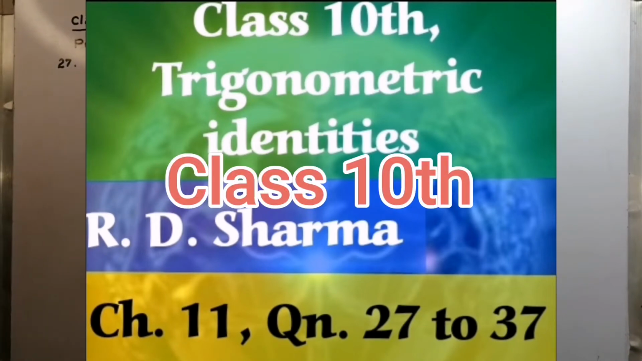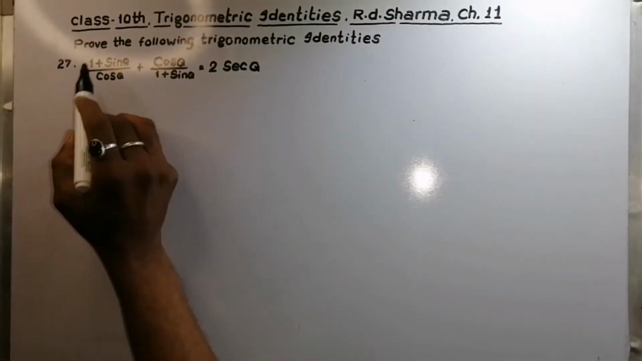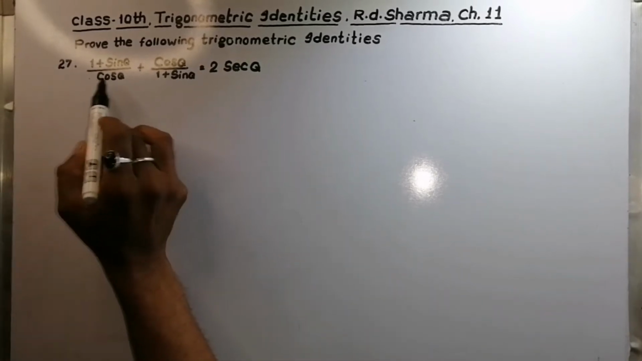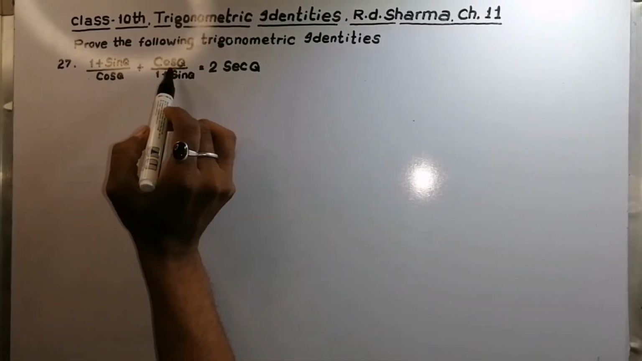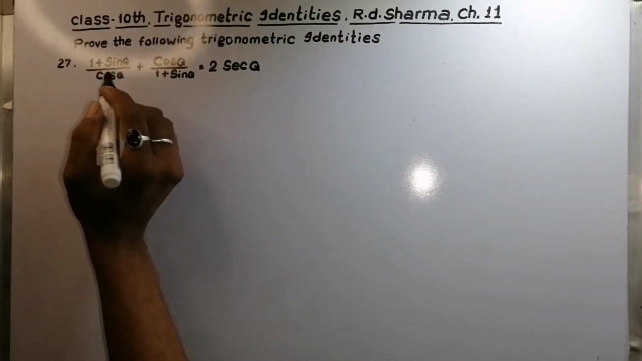Class 10 Trigonometric identities, R.S. Aggarwal, Chapter 11, Question number 27. It is asked to prove the following trigonometric identity: (1 plus sin theta) upon cos theta plus cos theta upon (1 plus sin theta) is equal to 2 sec theta.